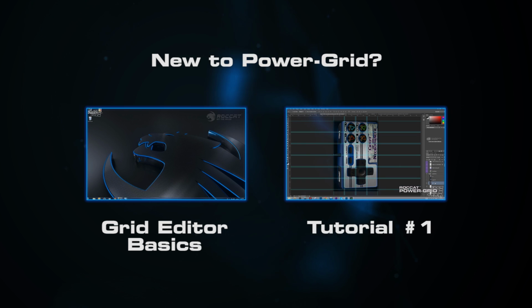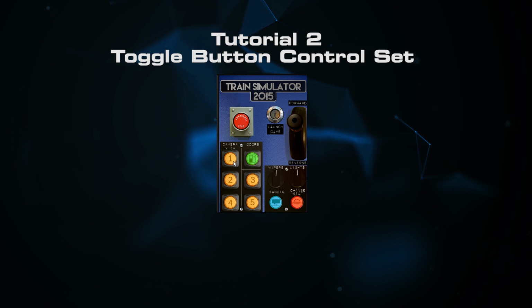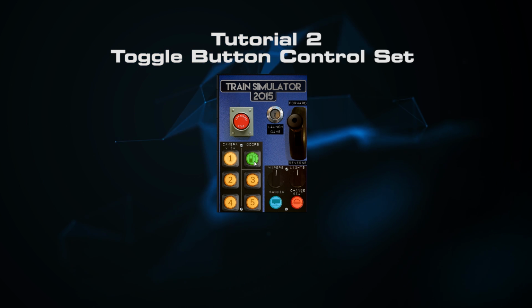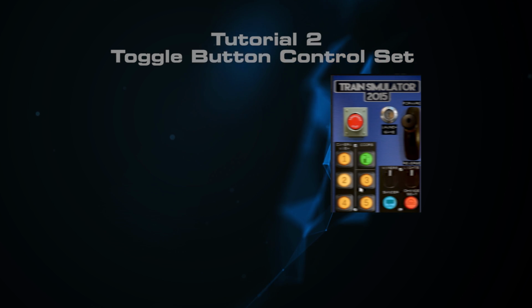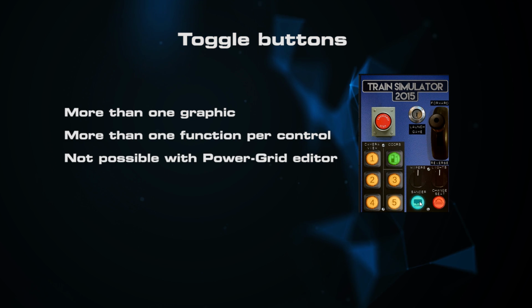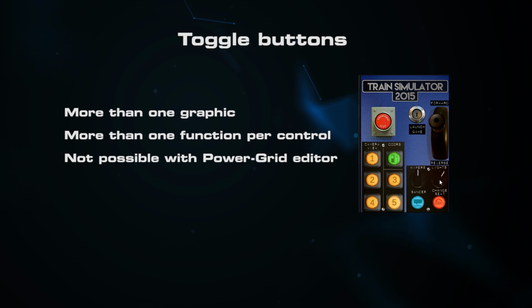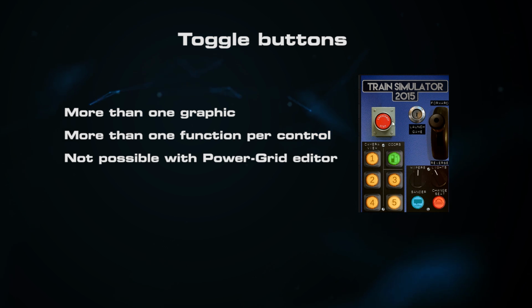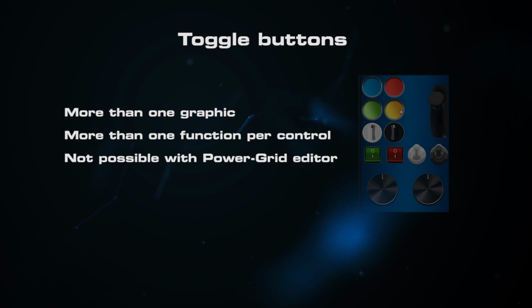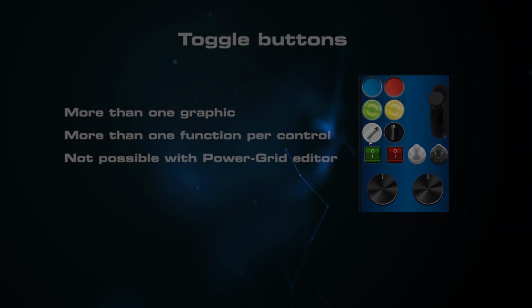This week we are looking at the much requested toggle button function. On some of the grids we've had buttons that have multiple graphics. That way we can create a toggle button. What's also great about these toggle buttons is that you can create more than one function per button. And it has a cool graphic effect as well. Due to their complexity, toggle buttons are not possible with the standard editor, but they can be implemented with this plugin toggle button grid that we've created.